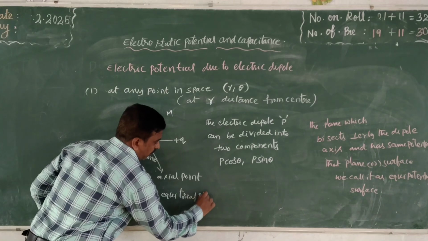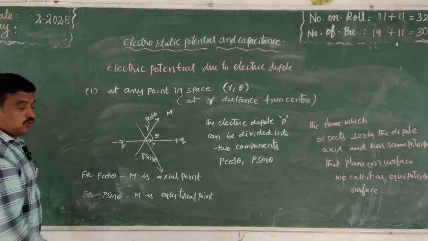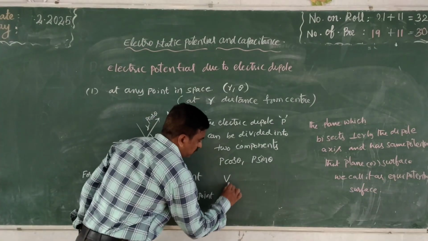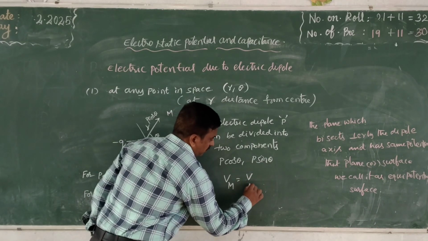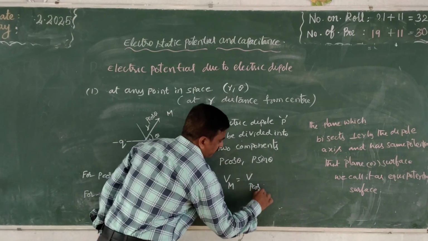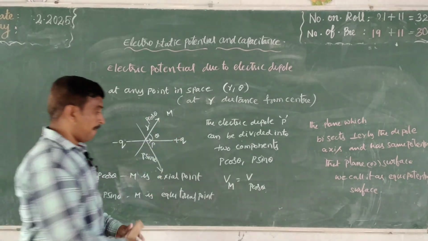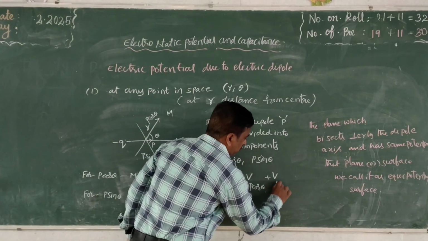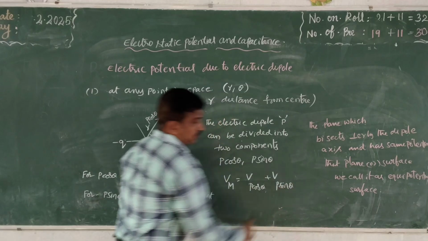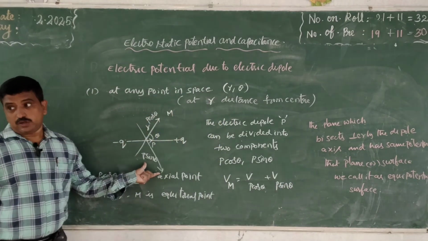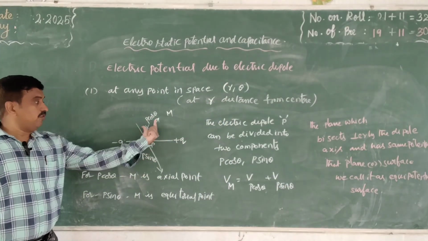Due to these two, what is the net potential at M? The net potential at M is V due to P cos theta, at an axial point, plus V due to P sin theta. What is the potential at an equatorial point? For P cos theta it acts as an axial point, and for P sin theta it acts as an equatorial point.